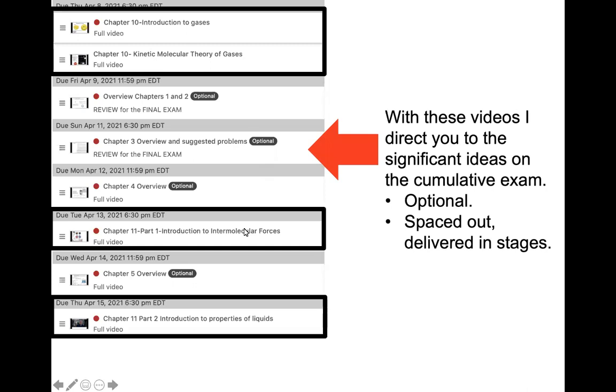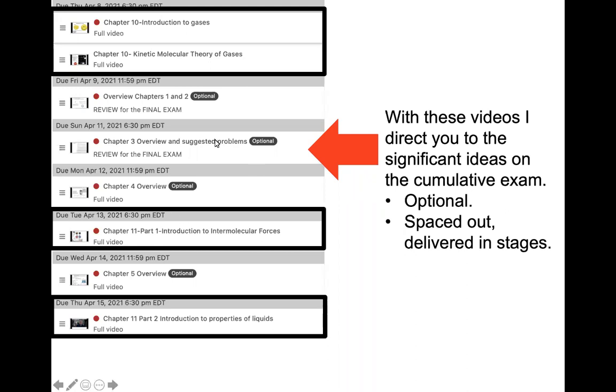But I'm really trying to do what I think our cognitive scientists would tell you to do. It's not the optional part, it's how they're spaced out. They're delivered in stages. If you take these in small bites as we move through the next 2 weeks, I think that's a really good way to recall that information.